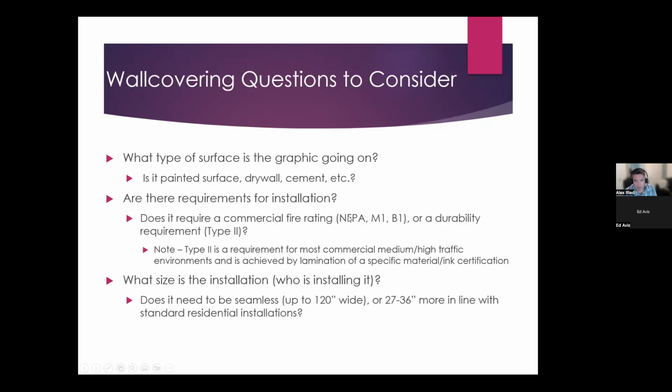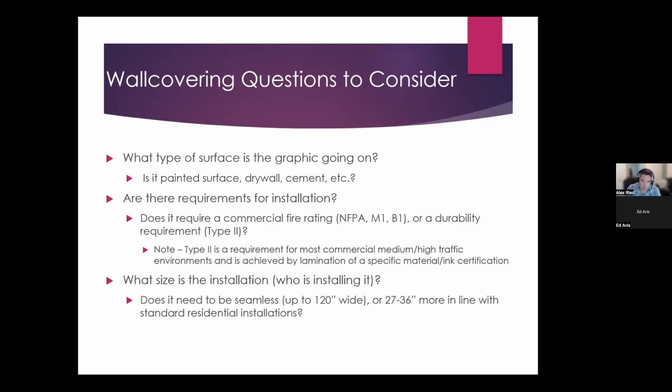Fire ratings, like we talked about before, M1 and B1 are the European standards. Those will pass NFPA. And then size, installation. In many cases, I would generally recommend that, particularly if you're new to wall covering and you don't have the installation experience, there's local wall covering installation people that probably exist in each city that you're in. There's different networks that you can lean on that can do that.